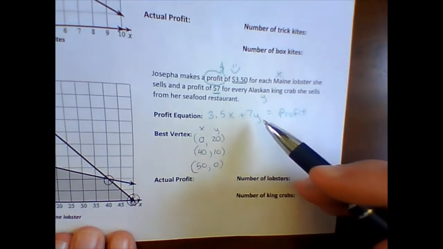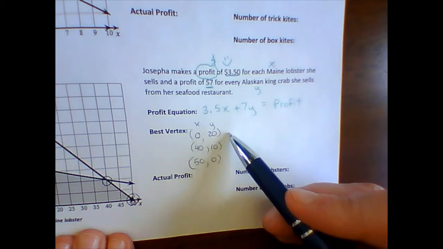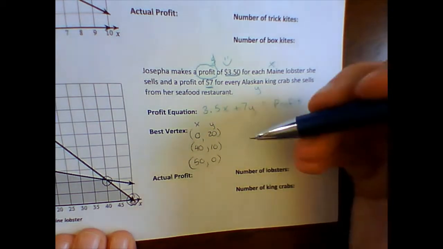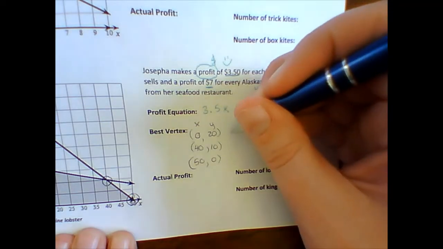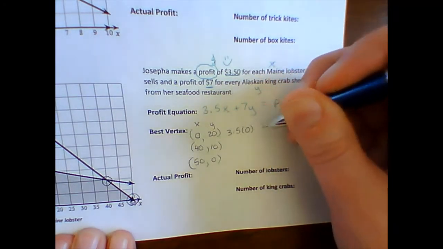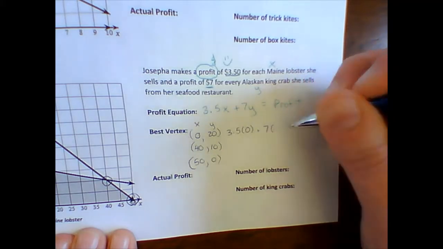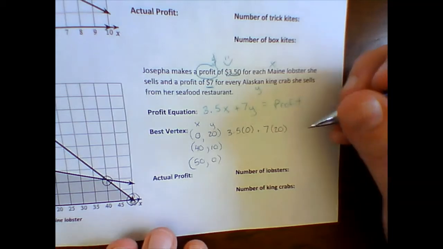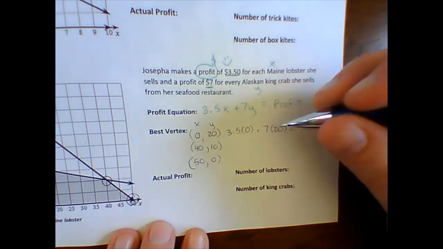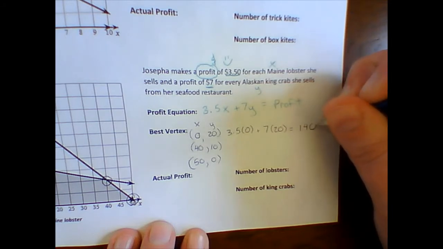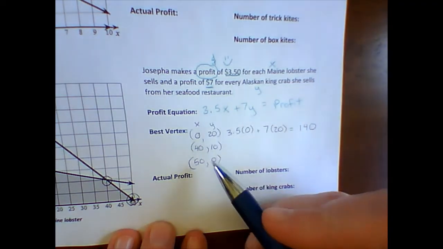All right, and now we're going to run these through the profit equation. 0 goes in for X for this first one, and we're going to reuse the profit equation on each of these vertices or corners. 20 plugs in for Y, like that. And then that part's 0. 7 times 20 is 140, so if you added those together, it would still be 140. So that's how much money that corner makes.